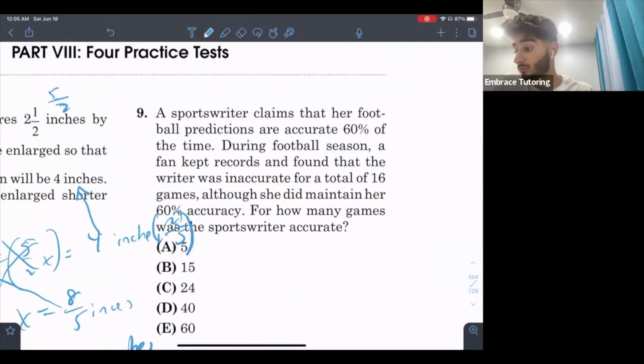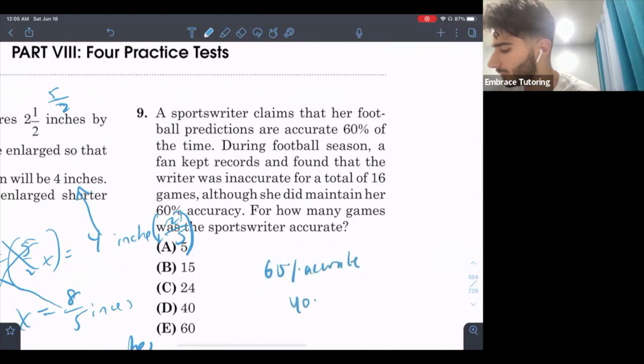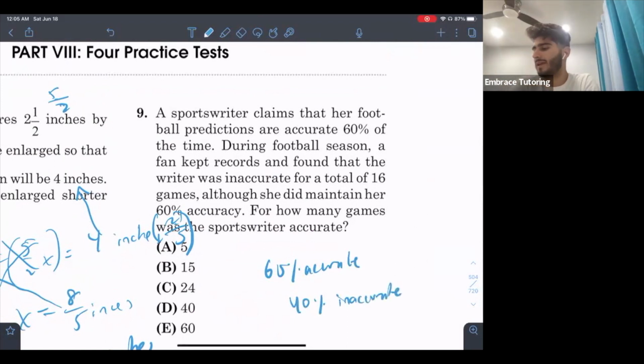Okay, question 9. A sports writer claims that her football predictions are accurate 60% of the time. So if they're 60% accurate, 40% inaccurate. During football season, a fan kept records and found that the writer was inaccurate for a total of 16 games, although she did maintain her 60% accuracy. For how many games was the sports writer accurate?